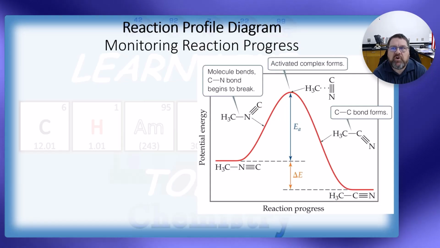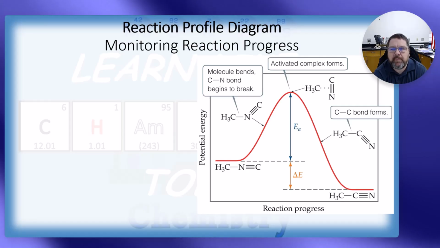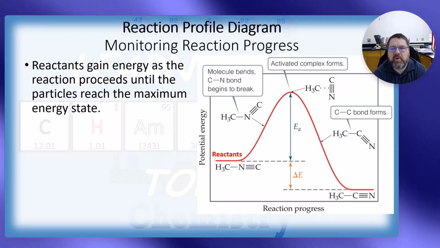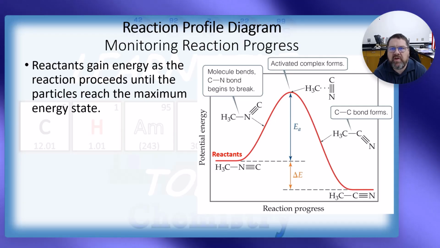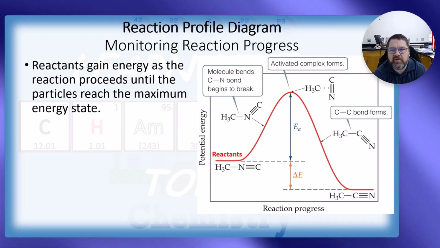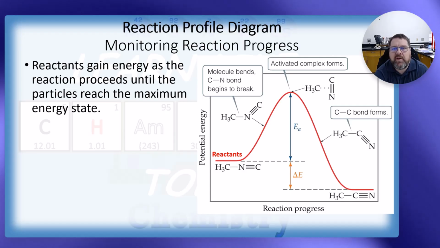Now we can monitor what's happening with a reaction with what's known as a reaction profile diagram, which you see illustrated here on the screen. And so what this is going to show us is the potential energy that is stored within the chemical bonds of the reactant particles, and that's typically on the left-hand side, so that first left-hand flat area.